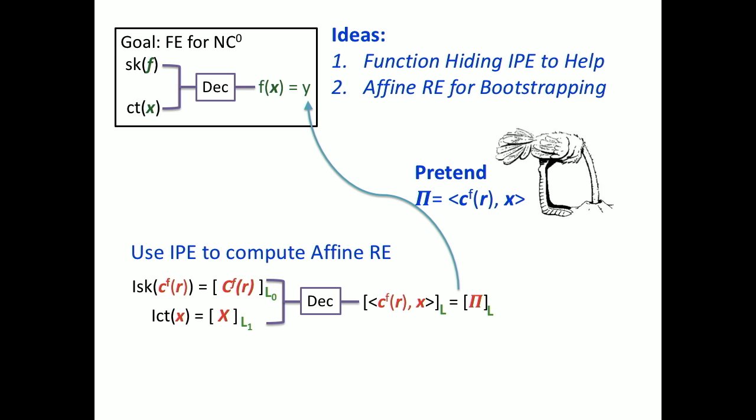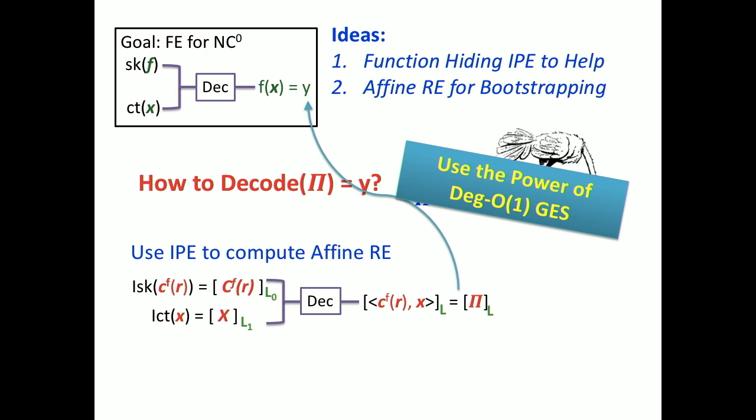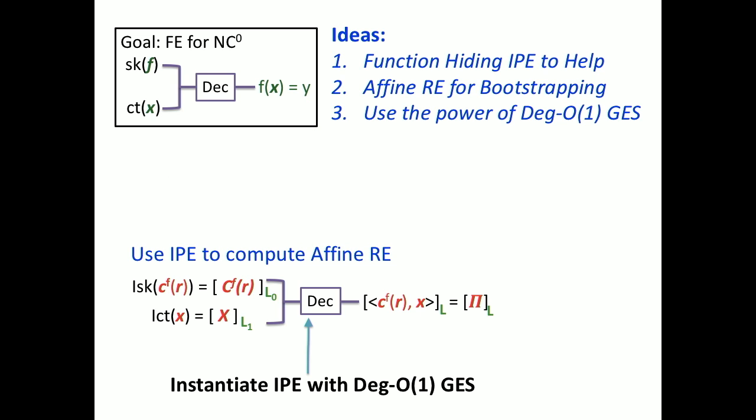Now the next question is, well, I don't really want the randomized encoding. It represents the output, but it's not the output. It's the output that I actually want, right? So the next question is, how do I decode this so that I can get the actual output? Well, I haven't really used the graded encoding yet, right? It can do complicated homomorphic evaluation, which I have not put to use. So let's do that. Instead of instantiating this IPE using a bilinear map, as it was constructed with, let's instantiate it with a constant-degree graded encoding, which is a generalization of a bilinear map.